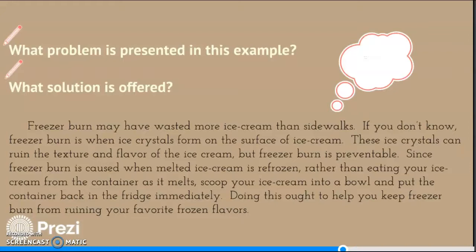Since freezer burn is caused when melted ice cream is refrozen, rather than eating your ice cream from the counter as it melts, scoop your ice cream into a bowl and put the container back in the freezer immediately. Doing this ought to help you keep freezer burn from ruining your favorite frozen flavors.